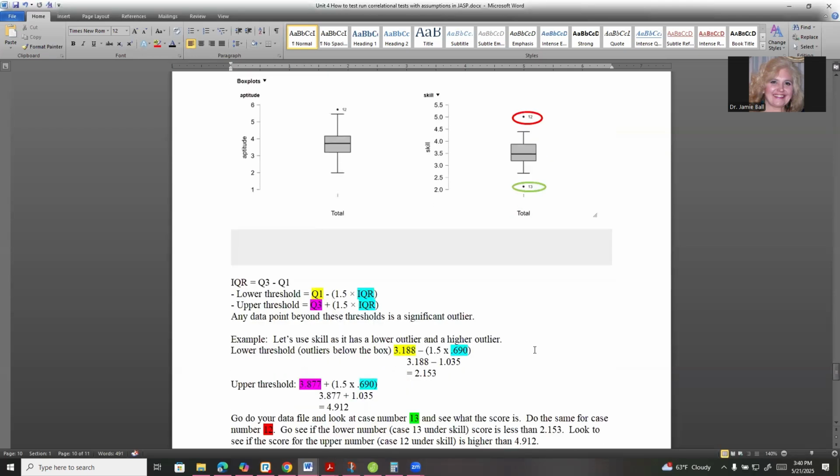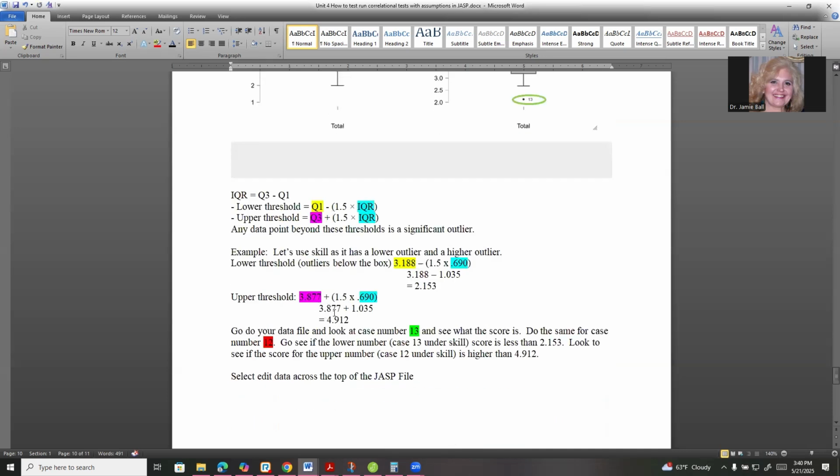So first we do what's in parentheses. 1.5 times 0.690 is 1.035. Now I'm going to take my first quartile score, 3.188, and I'm going to subtract that amount. So the lower score, if it's less than 2.153, it's a significant outlier. So we'll go back and look at that in a minute.